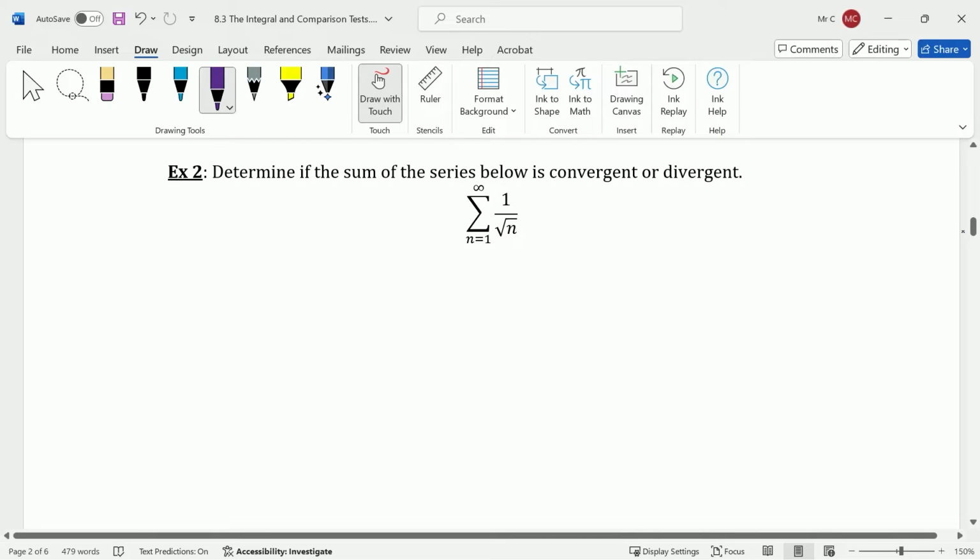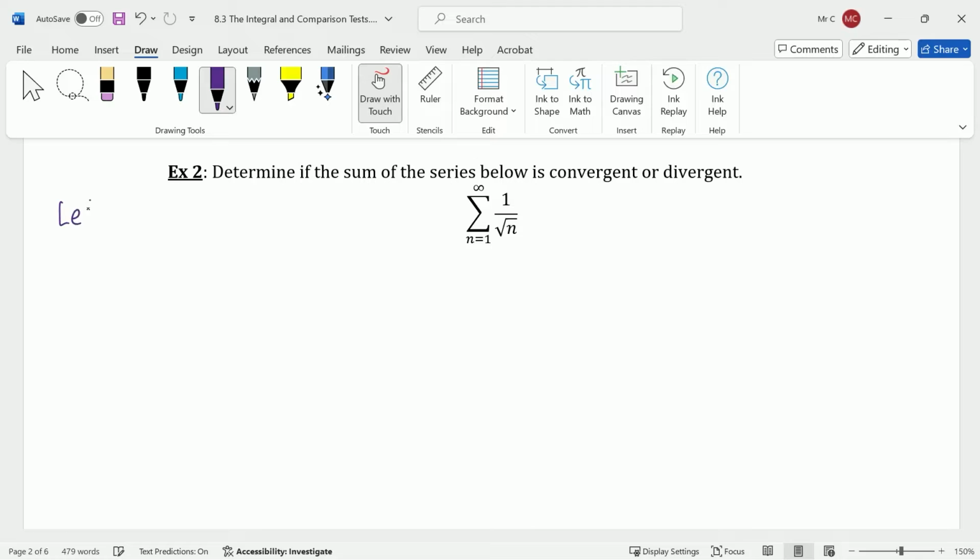Determine if the sum of the series below is convergent or divergent. So we're going to again consider the function f of x equal to, in this case, 1 over the square root of x. And I can rewrite that as x to the negative 1/2 power. Now, this function is positive for positive values of x. It's also continuous for x greater than 0.